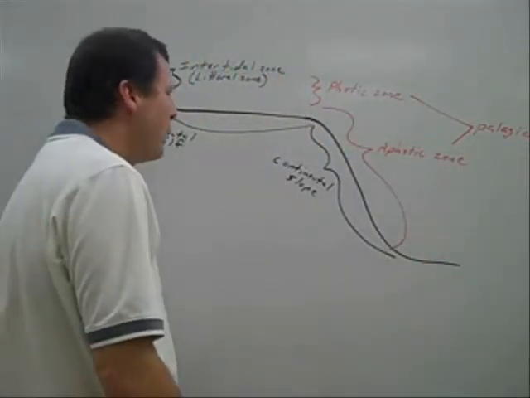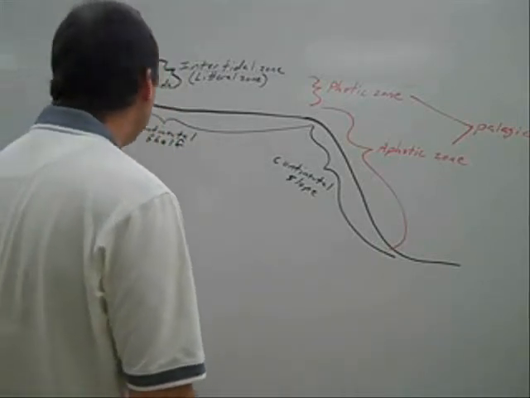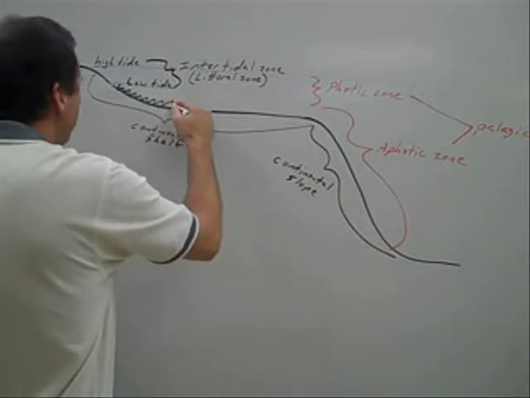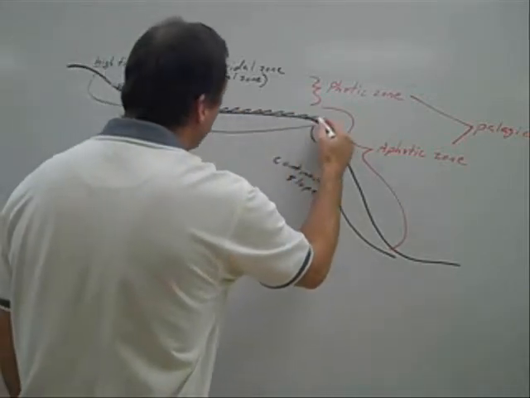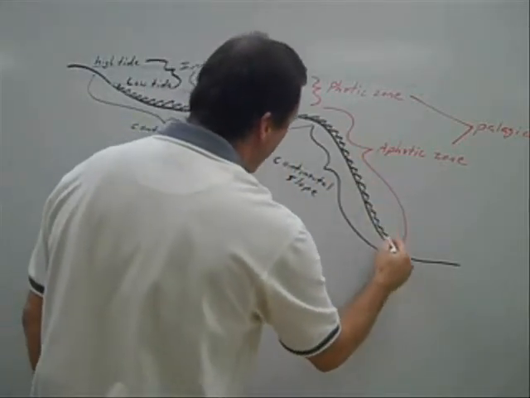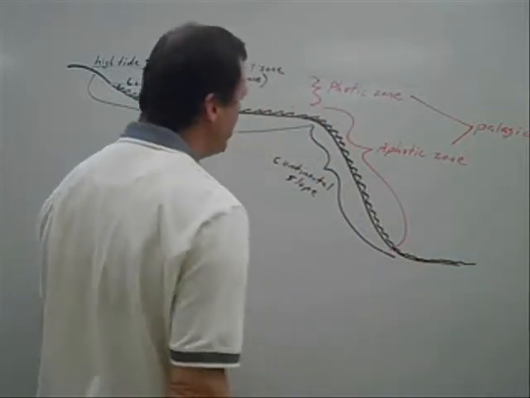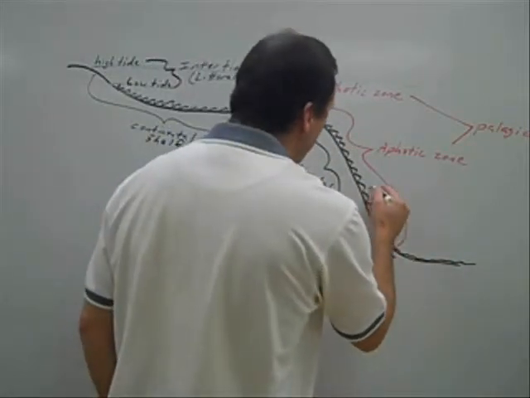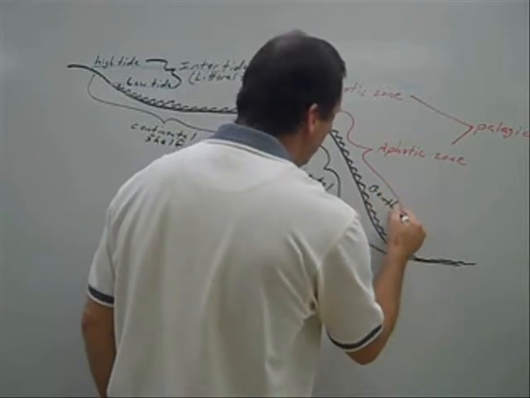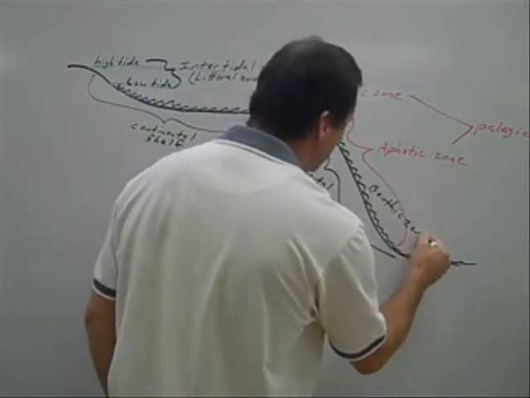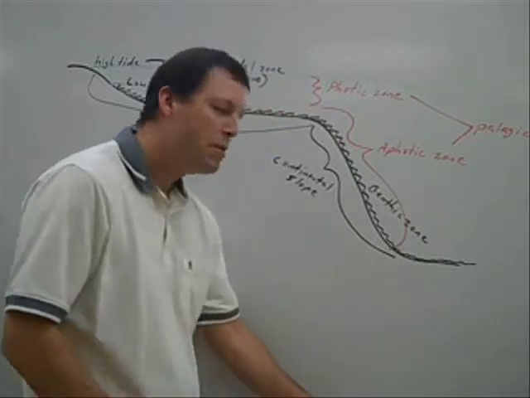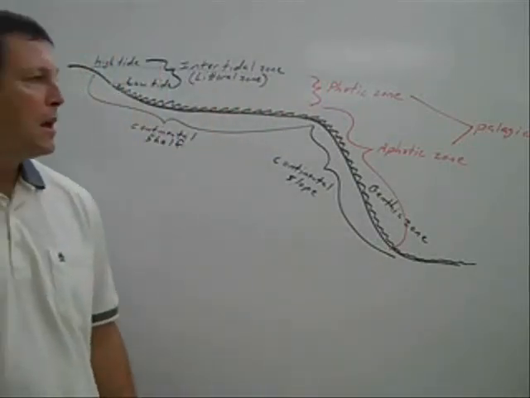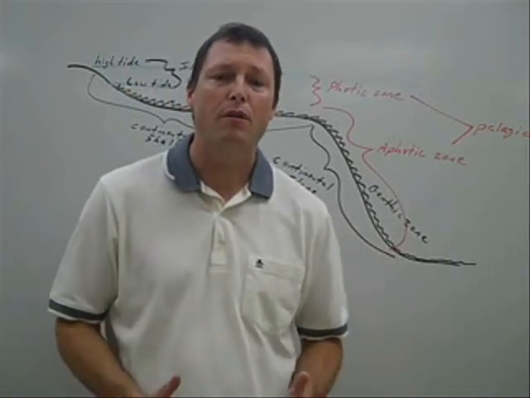Now let's add one more thing to our diagram here. Let's add a muddy bottom. Okay, so this is all going to be our muddy bottom all the way around here. And the muddy bottom, just like before, is going to be called our benthic zone. That's going to be our muddy bottom. And that's going to be it for the ocean.